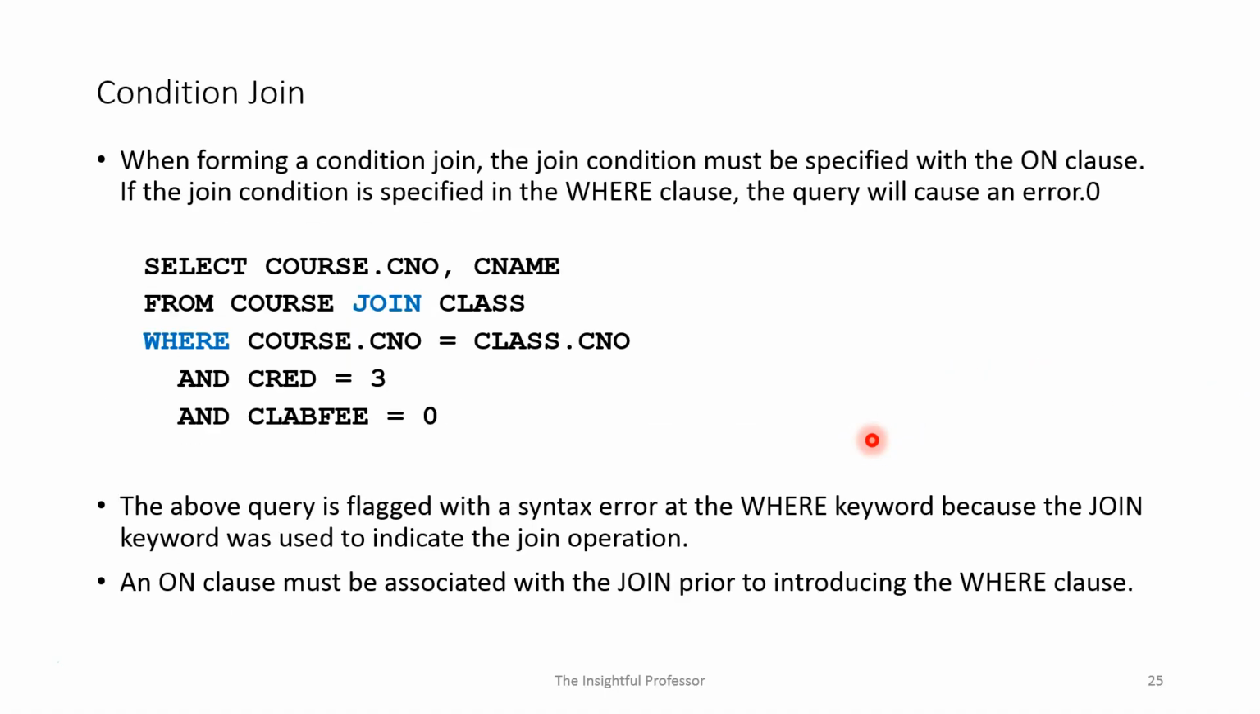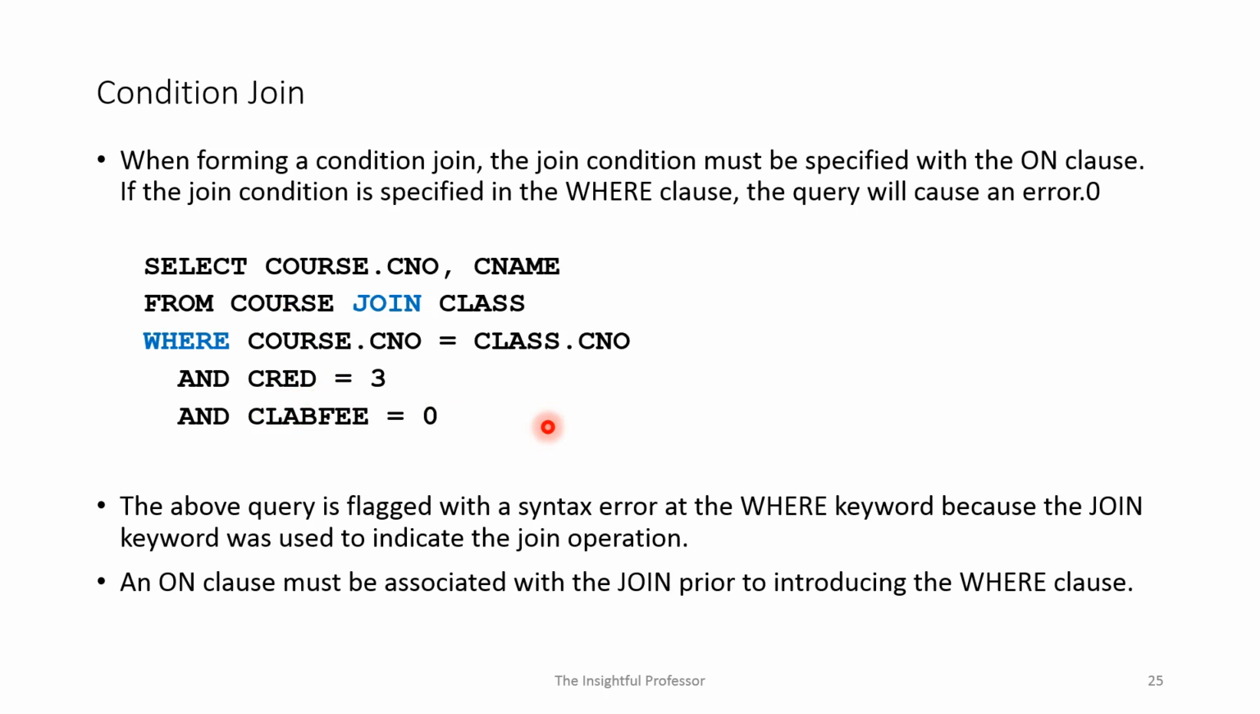So when forming a condition join, the join condition has to be specified in the on clause. If you say, well, this is pretty exciting, I'm going to try this new syntax, new because we started with comma separated and now we're learning the condition join. So you do the join keyword instead of a comma. But force of habit, from what I've shown you previously, you jump right into a where clause. This will cause a syntax error.